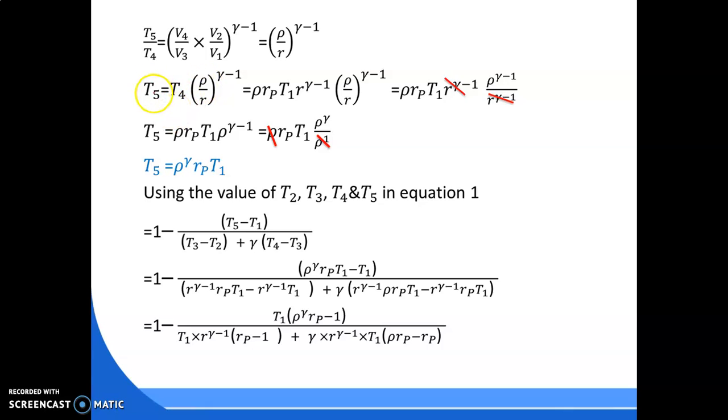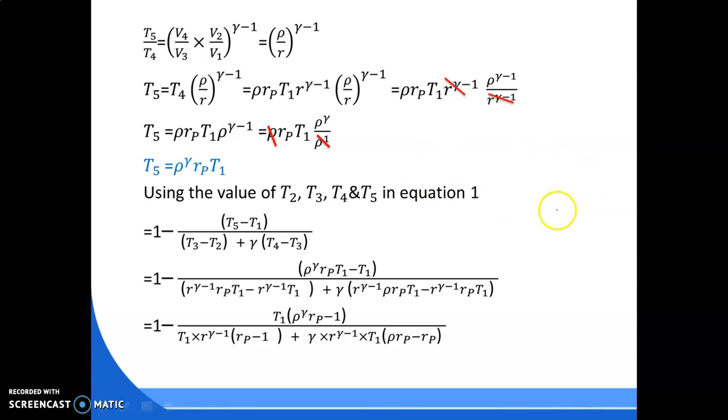So what do we get? T5 is equal to T4 into rho by r to the power gamma minus 1. What is T4? Rho Rp T1 r to the power gamma minus 1, into rho to the power gamma minus 1 by r to the power gamma minus 1. Here r to the power gamma minus 1 cancels out. What is left? Rho Rp T1 into rho to the power gamma minus 1, which is rho to the power gamma by rho, so rho cancels. T5 is equal to rho to the power gamma Rp T1. So we got T3, T4, T5 in terms of T1.